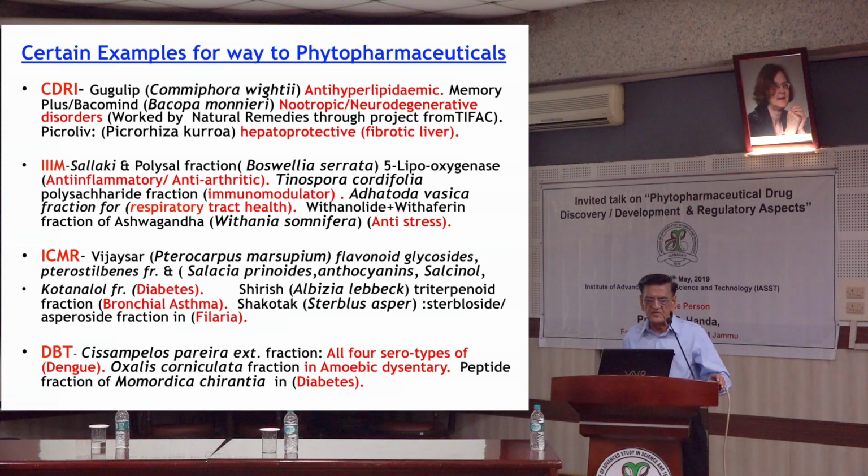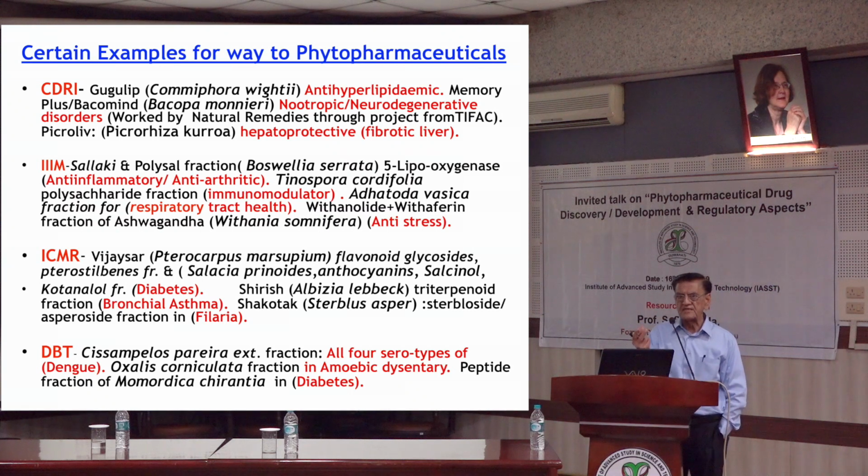Then we have others for respiratory system, ICMR. Very interesting experience, my experience at ICMR, when we were working on this Vijay-SAR. You see, Vijay-SAR, from where we got the idea. At Gandhi Bhandar shops, tumblers were sold. That tumbler was made of the heartwood of the stem of Pterocarpus marsupium. And they were claiming that if you drink water, your diabetes will be taken care of. And from there, we started working on it.